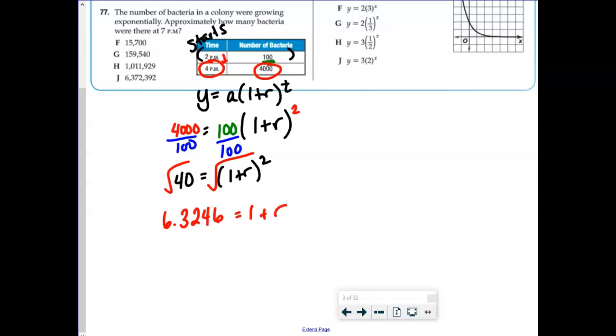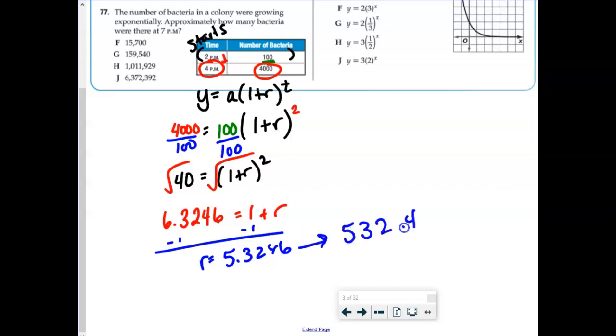Thank you. So that one last step to solve for the rate is we're going to subtract 1 from both sides. And then this is where kids freak out because they're like, oh, well, that's not that big. They're like, oh, 5.3246 is your rate. No, that's the decimal for the rate. So the percentage is 532.46%. It's a very fast growth, but that's how bacteria works.